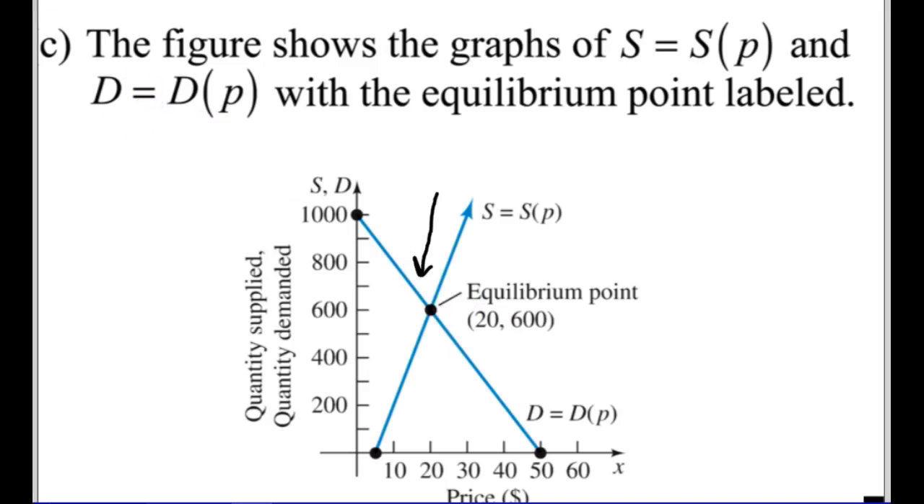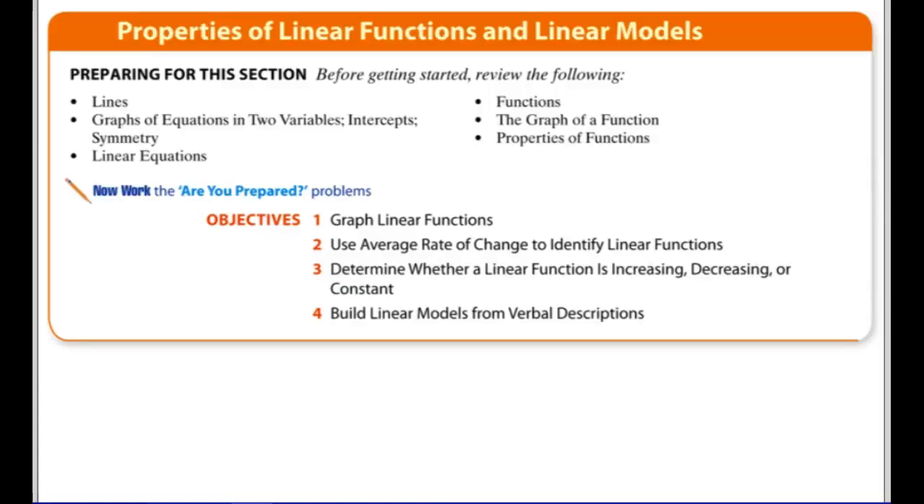Okay, so now that we've gone through these, let's look at our learning targets real quick. Here we go. First, we were to graph linear functions, and when we're dealing with linear functions, we want to start by graphing the y-intercept and then the slope. We looked at average rate of change to see if it was a linear function, and if so, we could then determine if we were increasing, decreasing, or constant. Then we took several different word problems and built our linear models from there.